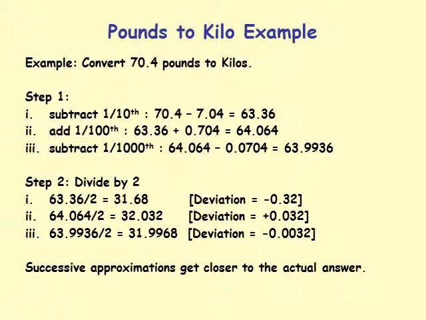Our next approximation, if we use the next one here, 63.9936 divided by 2, we get 31.9968. So deviation here is negative. We are undershooting it, and the deviation is minus 0.0032.